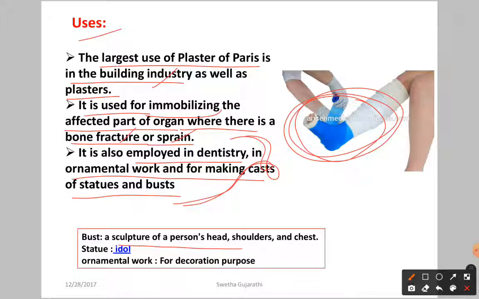So to avoid pollution, what are we going to use? We are going to use clay, isn't it? Okay, that is what we are going to use. So you can come to know, we can make statues with the plaster of Paris.